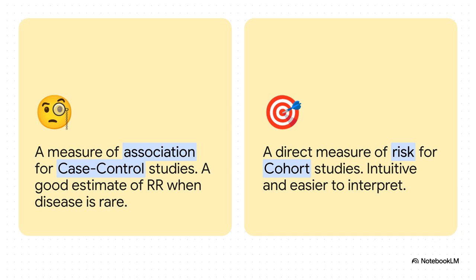But here's the really cool part, the magic link between them. When a disease is rare, which is exactly when we need to use these case control studies, the odds ratio turns out to be a remarkably good estimate of the relative risk. For all practical purposes, they basically become the same thing.